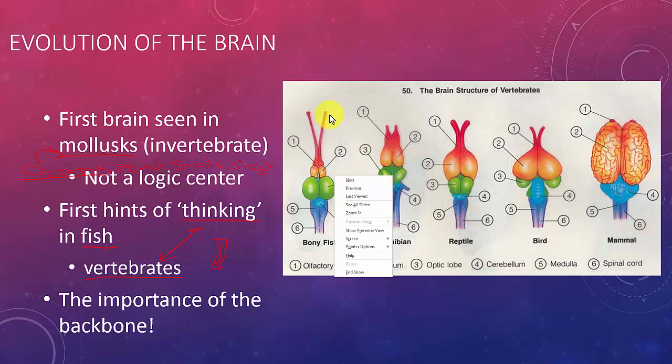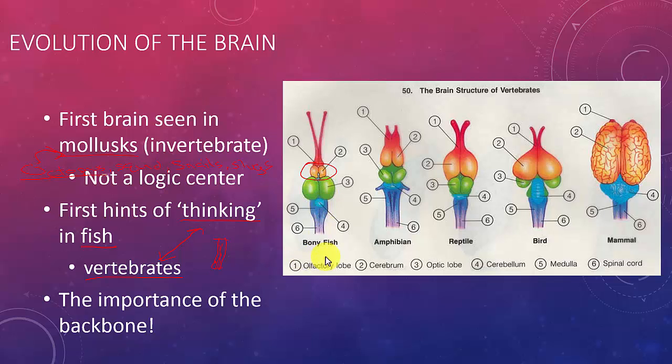Let's take a real quick look, if we can, at all of the evolution of the brain. And there's a lot of different components of the brain. There's the olfactory lobe for smelling. There's the cerebrum for thinking. Okay, keep an eye on that one. There's the optic lobe, the cerebellum, the medulla, and the spinal cord.